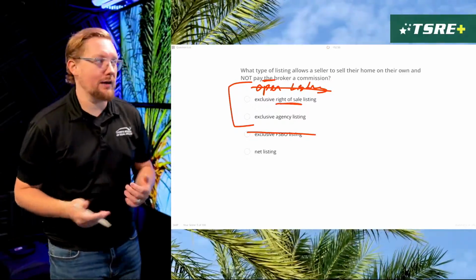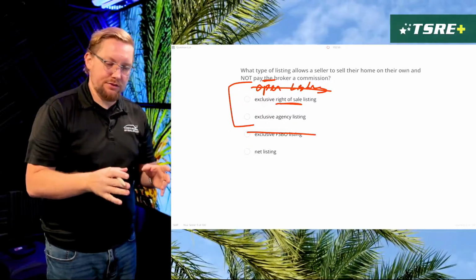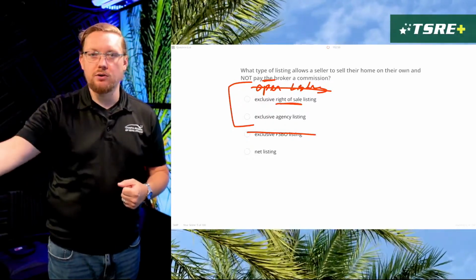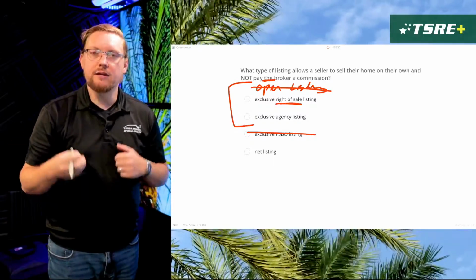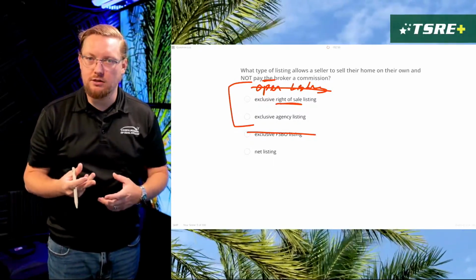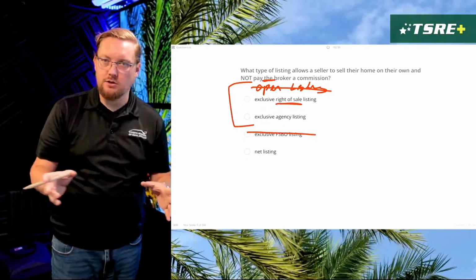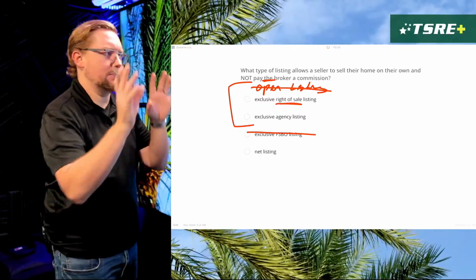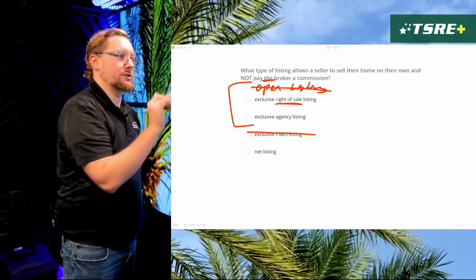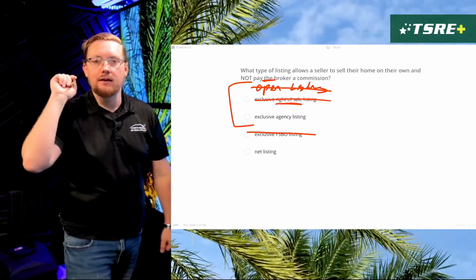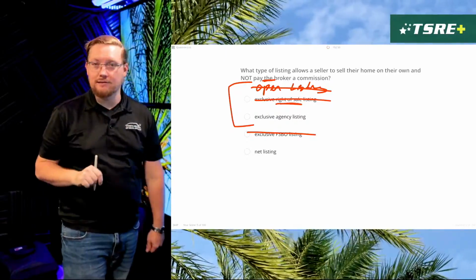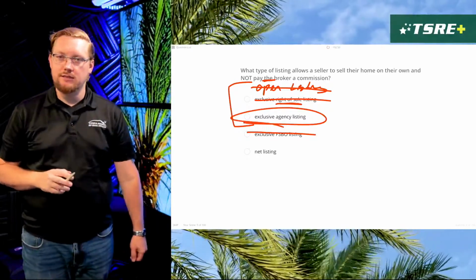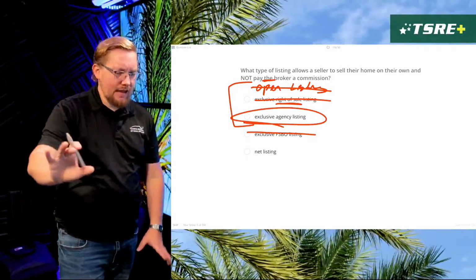The exclusive right of sale is the money listing as far as an agent goes. That's the one you want, because this ensures that even if the seller does help find the buyer, or another broker brings the buyer, you're still entitled to a commission as long as you're within the terms of the contract, whatever other details and terms you put in there. Base level, exclusive right of sale is the one you want, because you don't want the seller to not have to pay you a commission, because that would be an exclusive agency listing.